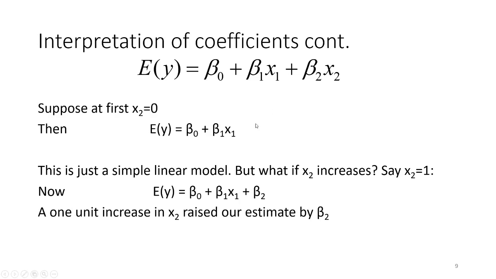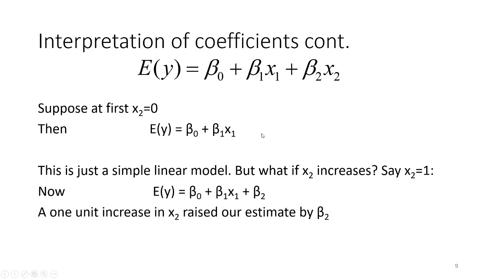Let's first think of x2 as being 0. If x2 is 0, then this term goes away, and we're left with just what looks like a simple linear regression model. The predicted value for y is equal to beta 0 plus beta 1 x1, slope coefficient times the value of the independent variable.